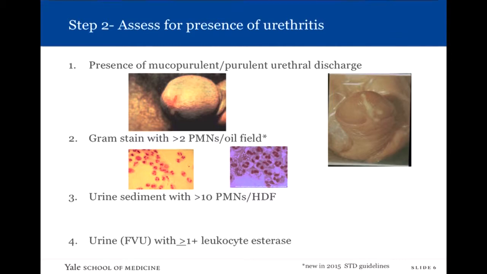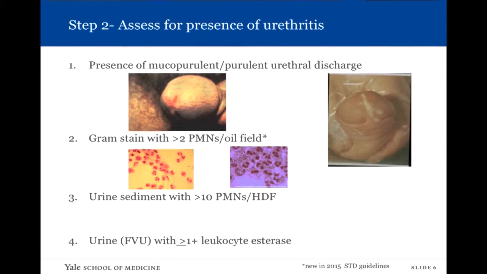If you don't have access to gram stain, you can spin down a urine and pour off the sediment and see more than 10 white cells per high-power field. Or if you have neither stain nor microscope, you can dip the urine, and with the biochemical dipstick, anything more than 1+ leukocyte esterase would be consistent with urethritis.